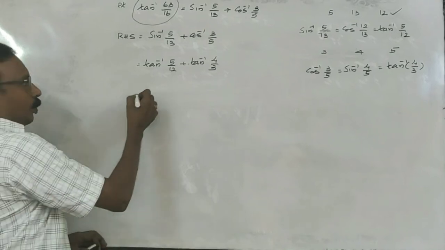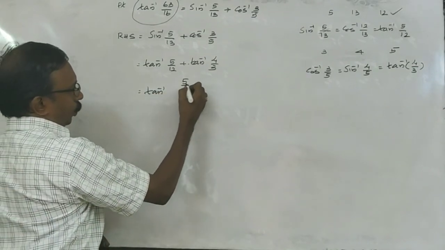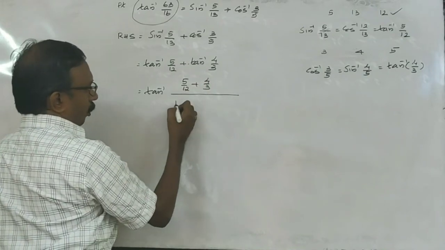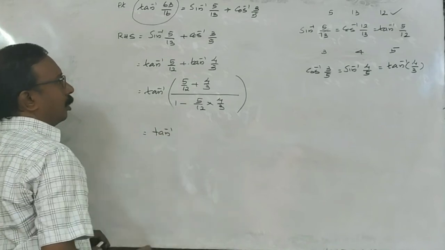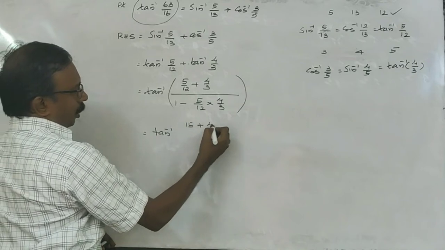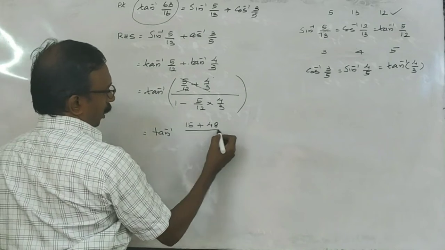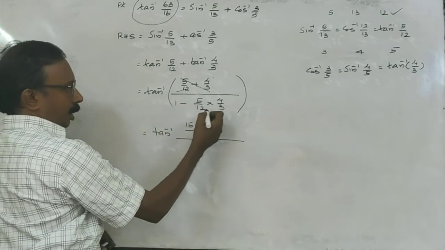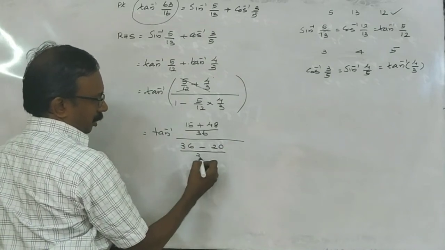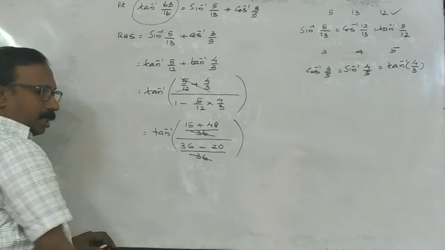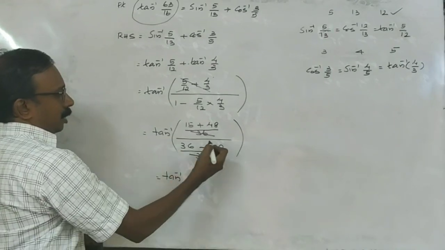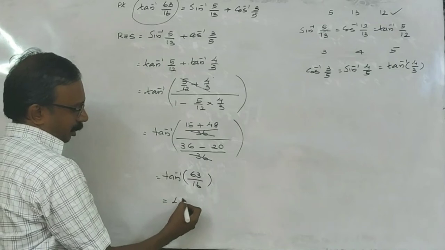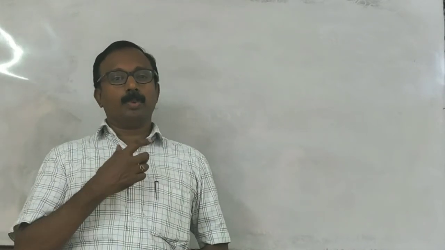Now tan inverse x plus tan inverse y is tan inverse of x plus y divided by 1 minus xy. So tan inverse of 5 by 12 plus 4 by 3 divided by 1 minus 5 by 12 into 4 by 3. So it becomes tan inverse of 15 plus 48, cross multiplying, divided by 36, whole divided by 1 into 36, 36 minus 20 divided by 36. Here 36 and 36 get cancelled. Now we have 48 plus 15, 63, by 36 minus 20, that is 16. This is the LHS, isn't it? The Pythagorean triplets and functions using the triplets are very necessary for doing these questions.